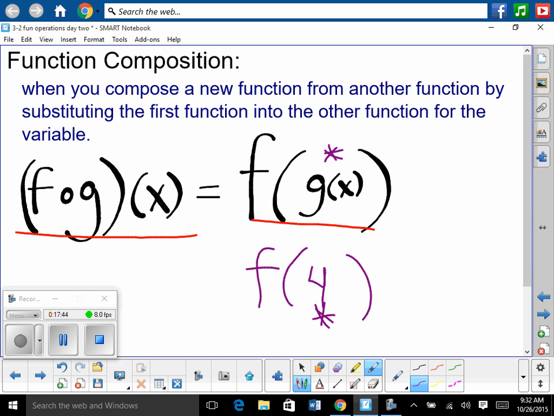So let's practice this. Does everybody have this at least written down? f of g of x. You're going to grab your x, smush it back in with the g, smush it back in with the f. That's f of g of x.